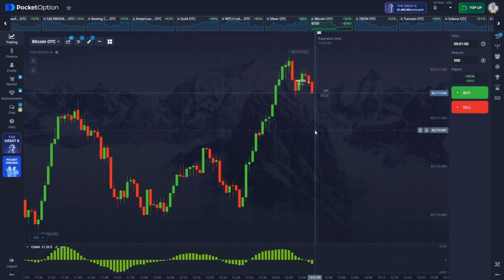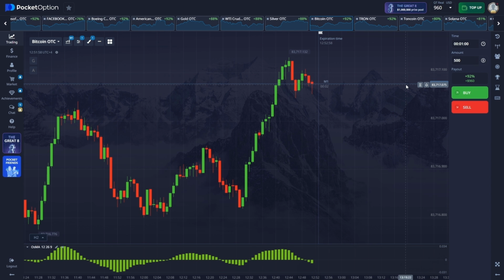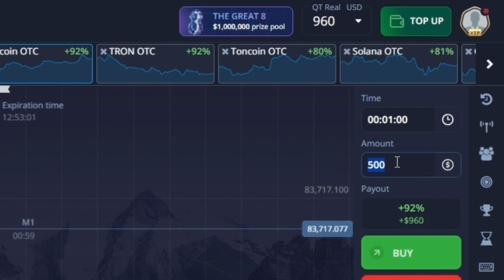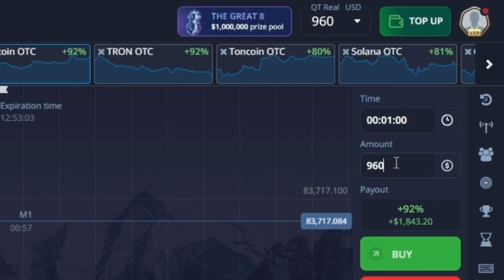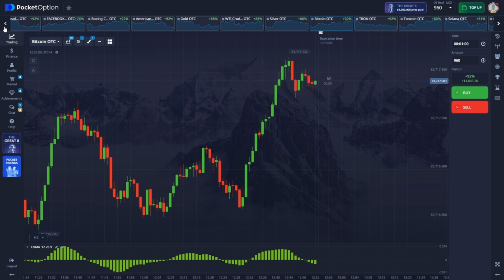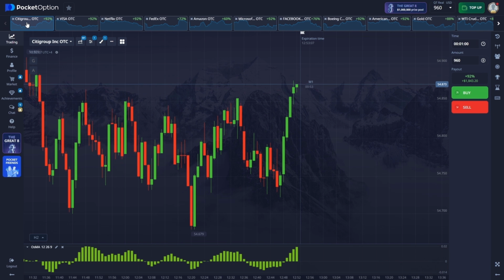The trade was also going in our favor, but we still have 20 seconds left. Only a few seconds left, and I won my first trade. Now my balance has turned into $960. Let's find a trade for $960.